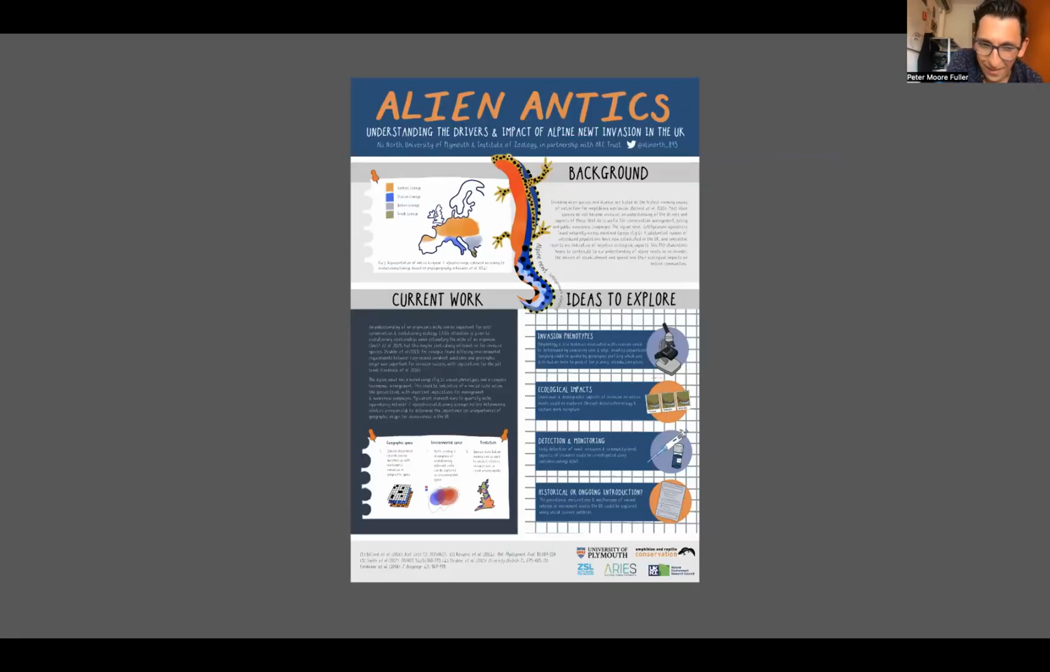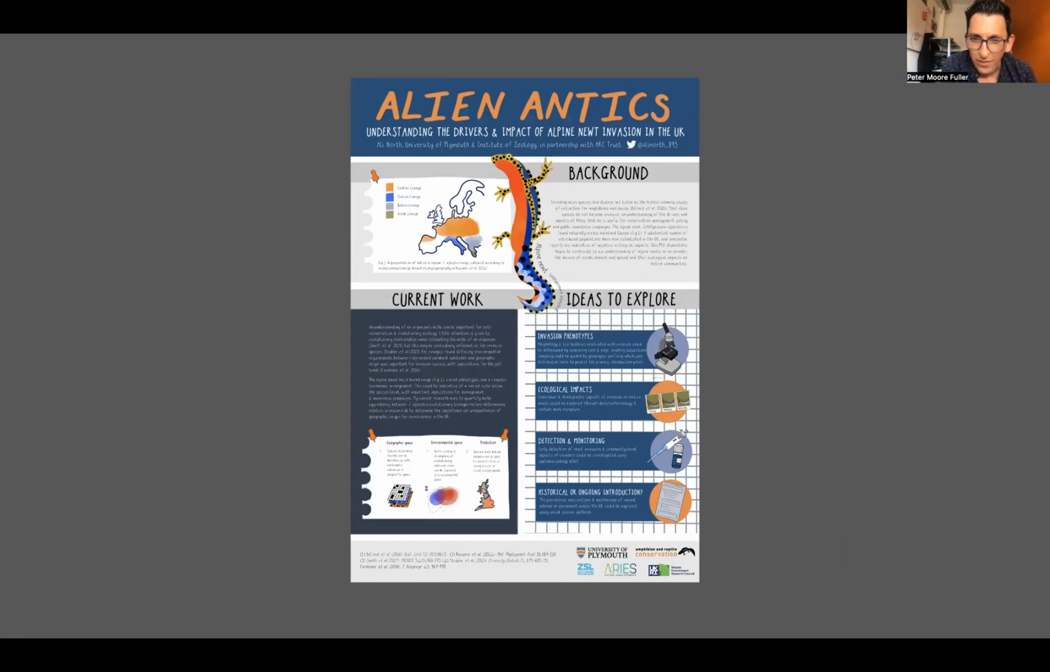Here's another fantastic poster by Ali North, who's another one of my students, and she is lucky enough to study alpine newts. And just look at this wonderful illustration that she's created of this alpine newt. This is a real piece of artwork. Not all design has to be beautiful illustrations and things like that, but this is very engaging, isn't it? Look how that newt just pops out of the poster and engages you as an audience.